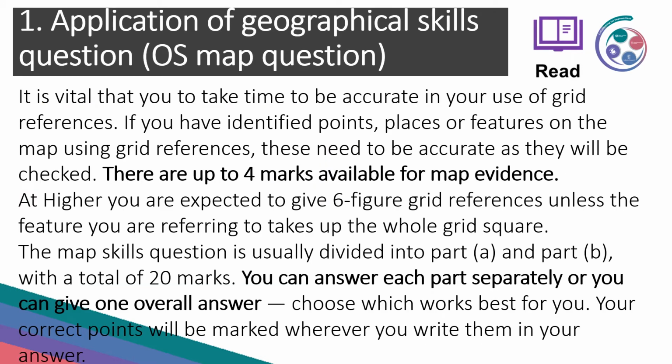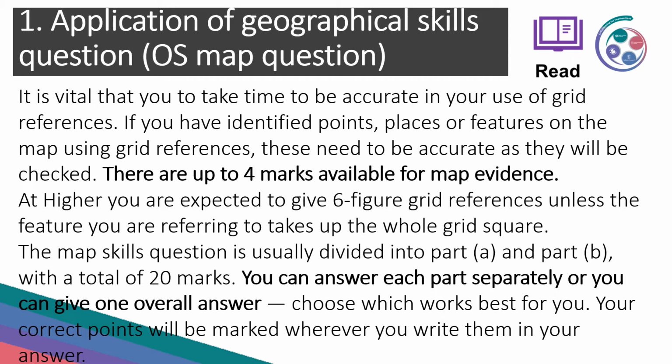So here we have the section we're looking for. It's vital that you take time to be accurate and use good references here. If you have identified places, points or features in the map, use good references. You'll need these because you get up to 4 marks for correct use of map evidence. Now that doesn't necessarily need to be a 6-figure grid reference. Depending on what the feature is, it could be 4 figures, but it takes up a large part of the square, or indeed you'll get the same kind of mark for named evidence. So it might be the name of a road or a river, for example, which you can utilise to get your mark that way.